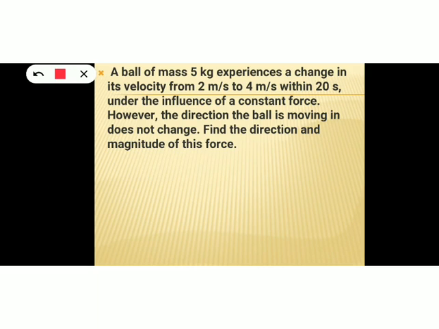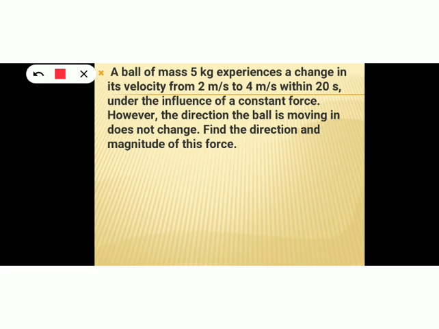What is the next question? A ball of mass 5 kg experiences a change in its velocity from 2 meters per second to 4 meters per second within 20 seconds under the influence of a constant force. However, the direction in which the ball is moving does not change. Find the direction and magnitude of this force.